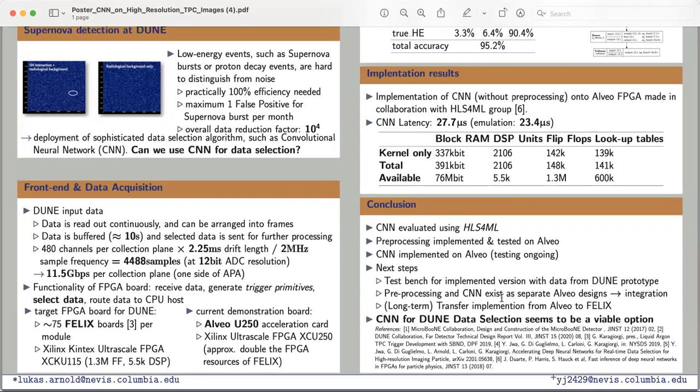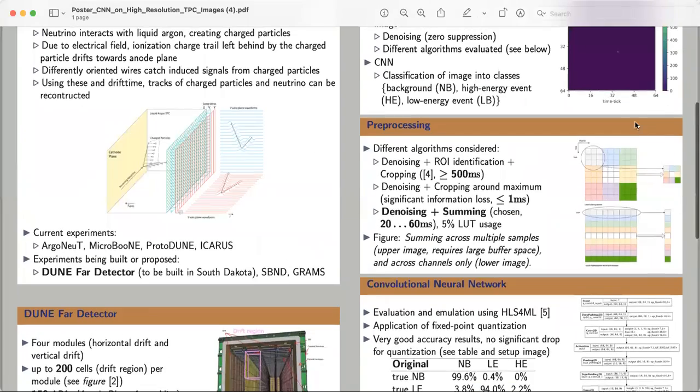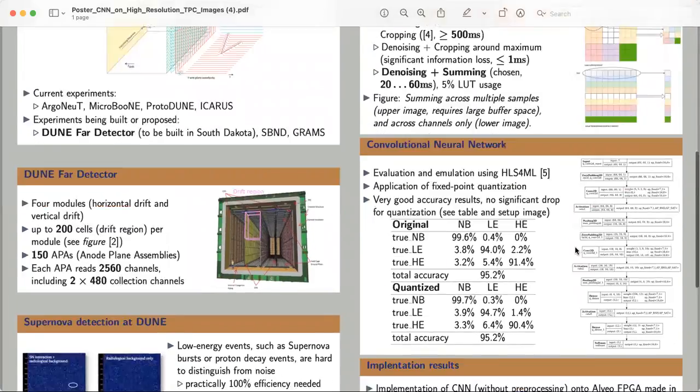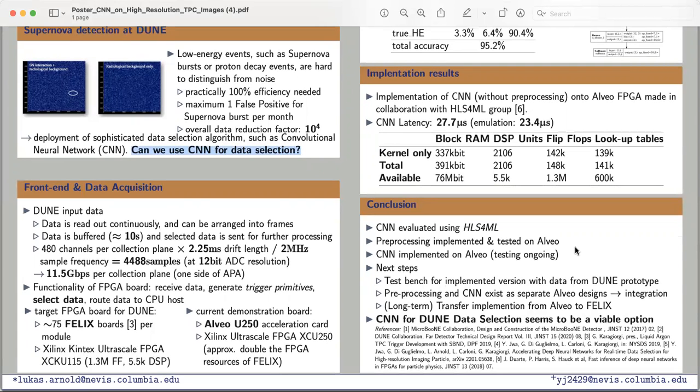So to come to a conclusion, if we go back to the question, can we use a CNN for data selection? Yes, we can. If you look at the physics, yes, we can. If you look at the FPGA, yes. From this point, the next step would be to merge the different parts that now exist as separate designs, the pre-processing parts and the CNN parts, have them work with actual data from the DUNE prototype, and then, in the longer term, transfer the implementation onto the FELIX boards that will be put directly underground at the DUNE experiment. Thank you very much.